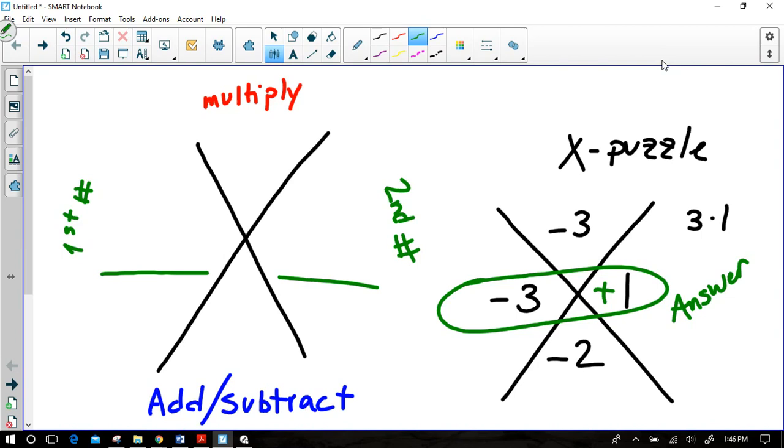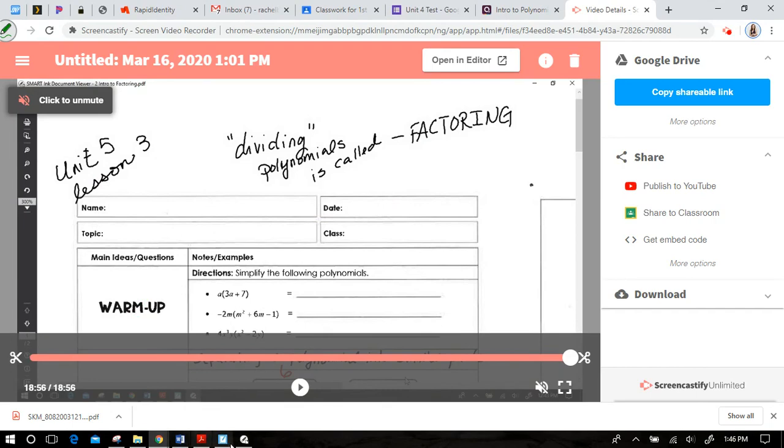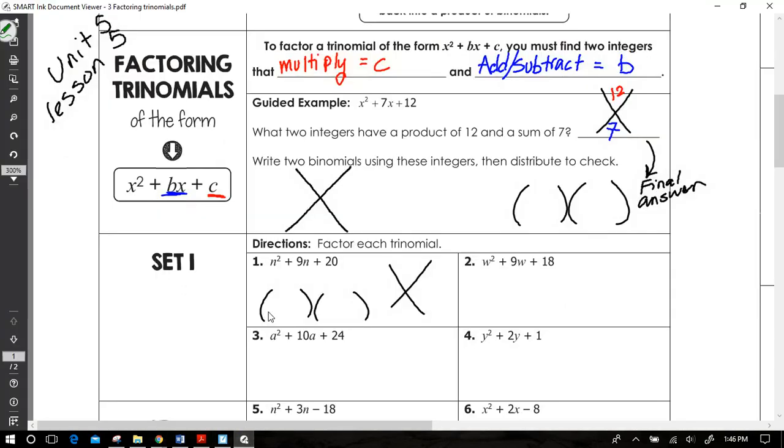All right, now we're ready to take a look at our notes and see how this X puzzle is going to be used. So here are our notes. Unit 5, Lesson 5. We are going to be factoring trinomials today. To factor a trinomial in the form x squared plus bx plus c, we have to find 2 integers that multiply to give us c, but add or subtract to give us b. So let's take a look at this guided example.